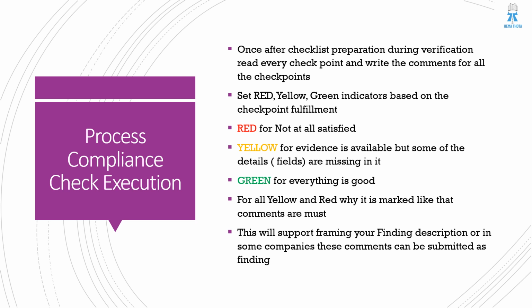Red is for not at all satisfied, that means you should have an evidence but nothing is there, or only a little, or lesser than 15% is there. You have to fill it as red. In case some evidence is there, but some fields are missing, or some important details of the evidence are missing, then you have to mark it as yellow. For green, that means everything is good and up to the mark, so you can mark it as green. For gray, it is not applicable.